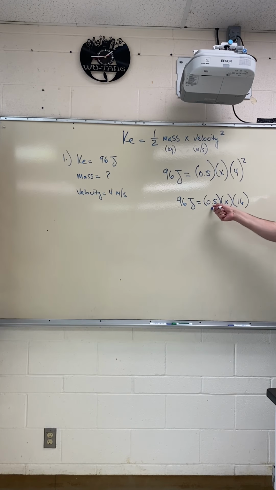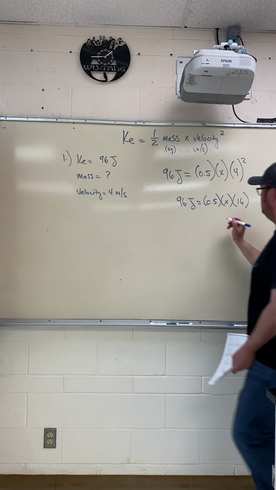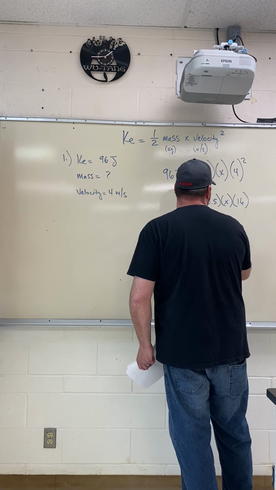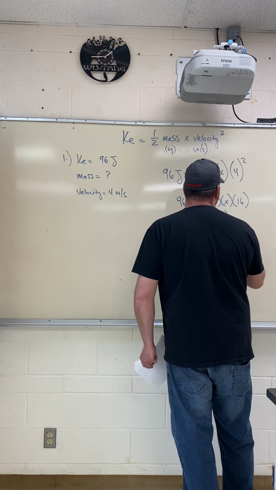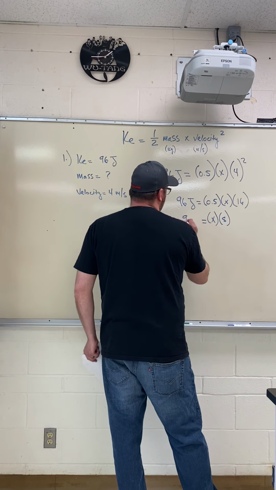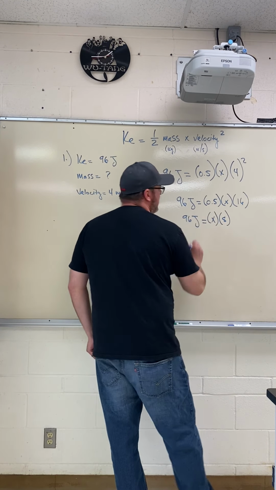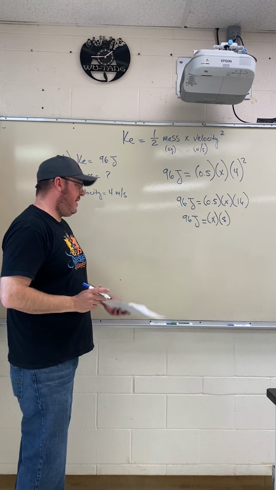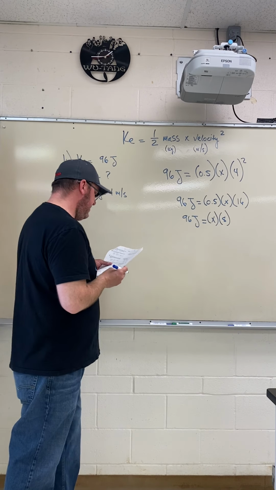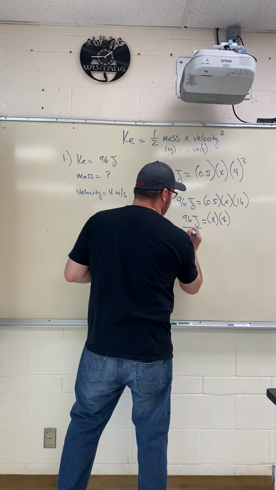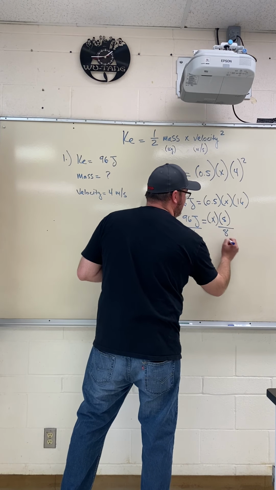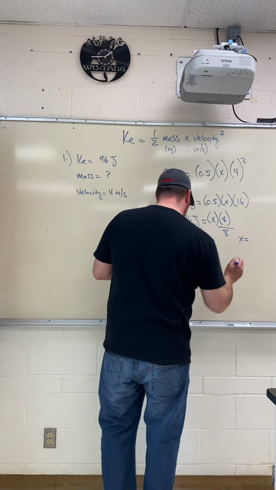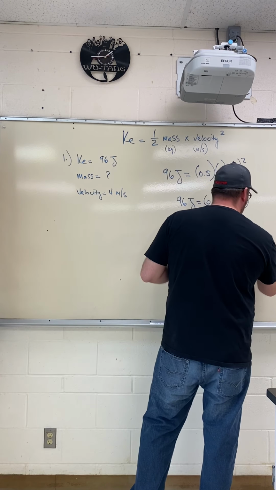Now, 0.5 times 16, so I'm going to do that. So I got 8. So I got x times 8, still equal to 96 joules. And now I'm just going to divide. I'm going to take my 96 divided by 8, and I have to look at my paper because I can't do math sometimes off the top of my head. So divide that by 8, divide that by 8, and x will come out to 12 kilograms.